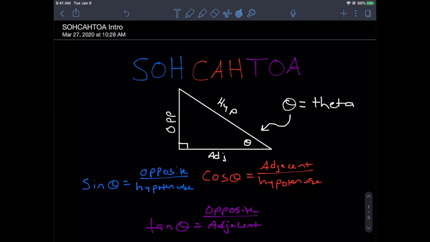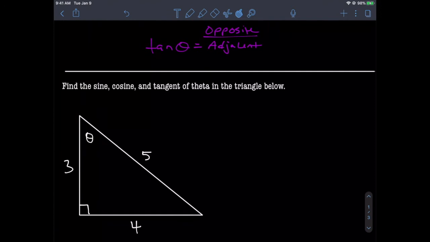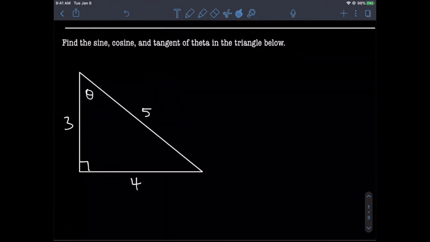So without further ado, let's go ahead and take a look at some example problems. In this problem, we're given a triangle with side lengths 3, 4, and 5, and we're asked to find the sine, cosine, and tangent of theta. First, we need to identify where theta is in the triangle, and clearly it's the top angle here. This gives us an opposite side of 4, an adjacent side of 3, and a hypotenuse of 5, which is the longest side or the one opposite the 90-degree angle.